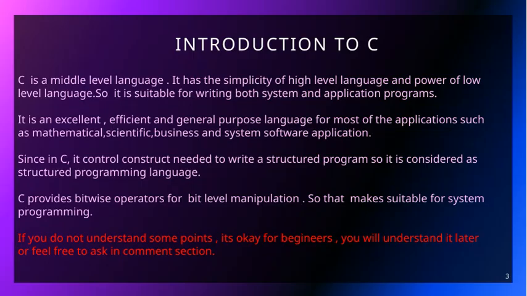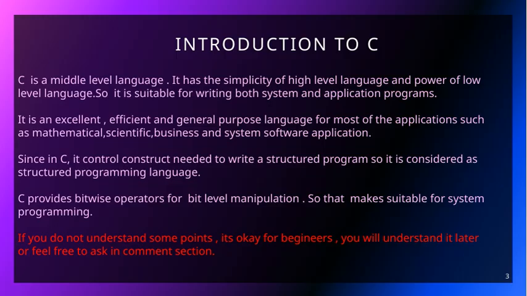C is a middle-level language, which means it combines the best of both worlds. It has the simplicity of high-level languages, making it easy to write and understand, yet it also offers the power of low-level languages, giving us control over hardware. Because of this balance, C is ideal for writing both system programs, like operating systems, and application programs that users interact with daily. It's an excellent language for many types of applications, whether they're mathematical, scientific, business-related, or system software. Its versatility makes it a go-to choice in many fields.